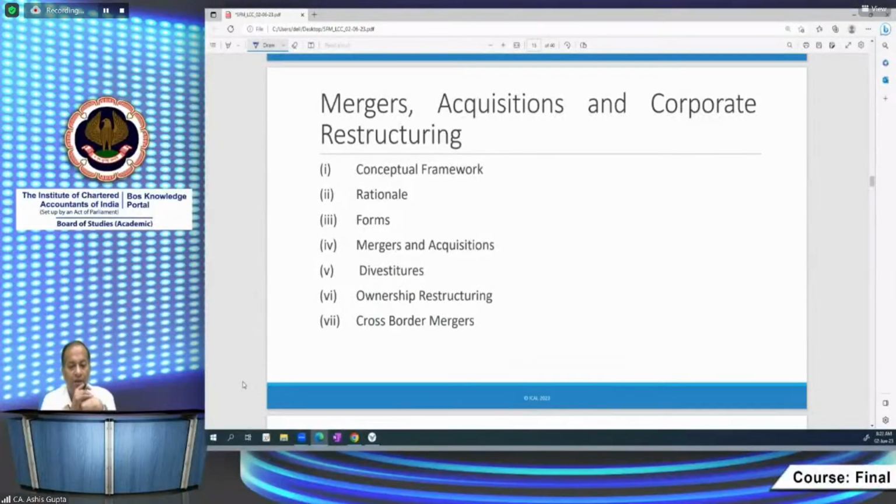Next concept comes merger acquisition and corporate restructuring. Student, you can say it is one of the very strategic type of decision. So even if you start reading the newspaper, I think hardly any week goes where there is no news of any merger acquisition.